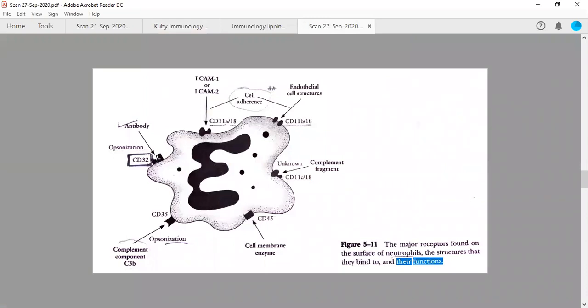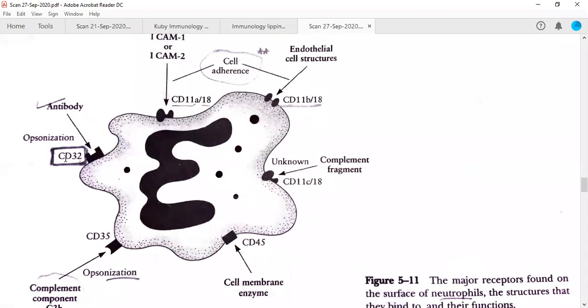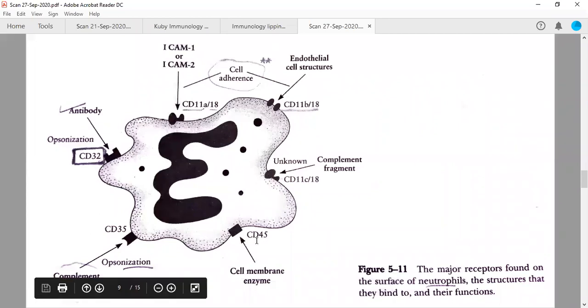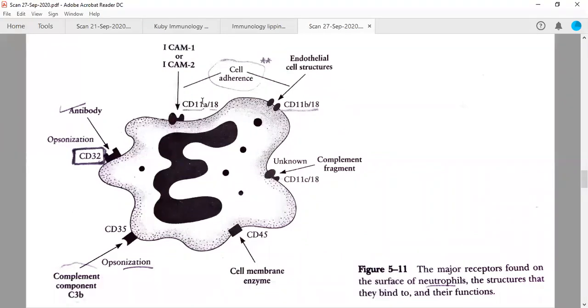The receptors present over the surface of neutrophils, or these granulocytes, include CD32, CD35, CD45, CD11C or CD18, CD11. Okay, so this CD11 is actually A, B, and C along with CD18. So it is a dimer actually. One is CD11A along with 18, CD11B along with 18, CD11C along with CD18.